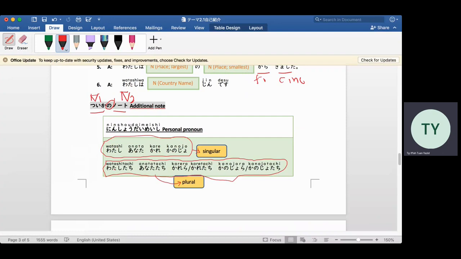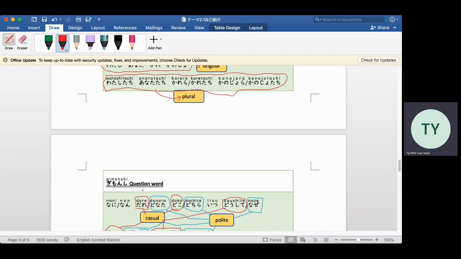Both below are plural. Watashi tachi, we, kami. Anata tachi, you all, kamu semua. Karera or kare tachi, they for males, mereka untuk lelaki. Kanojora, kanojotachi, they for women, mereka for perempuan. And down here are all plural. Next is gimonshi.